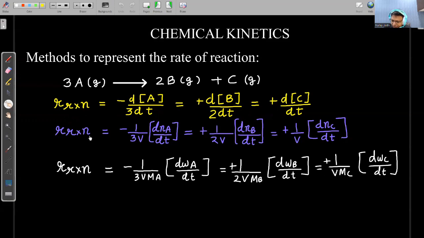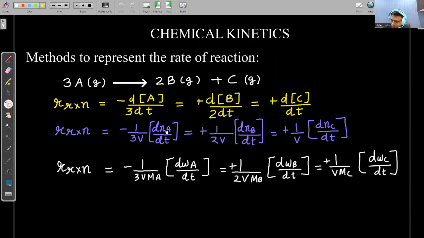So I can write the rate of reaction is minus the change in number of moles of A with respect to time divided by 3, which is the stoichiometric coefficient, divided by volume of the system, which is also equal to change in number of moles of B with respect to time divided by stoichiometric coefficient 2 divided by volume of the system, or we can write the change in number of moles of C with respect to time divided by volume of the system.